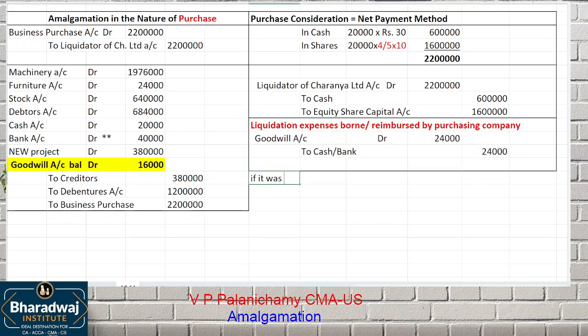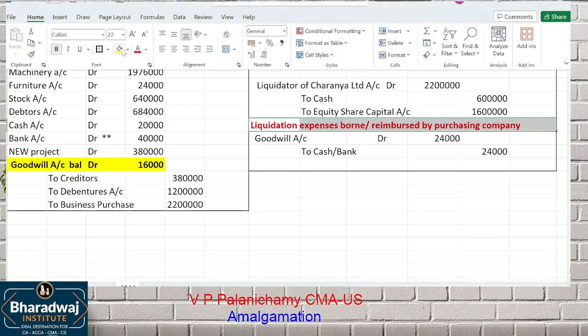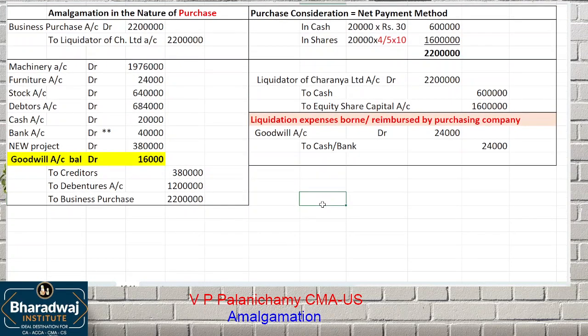If it was formation expense or amalgamation expense, we would have passed an entry. Preliminary expense account debited to which account? Cash account, like that you would have passed the entry. This is the extra thing that we learn in this question. Liquidation expense of selling company borne by the purchasing company is adjusted with which account? Goodwill account.